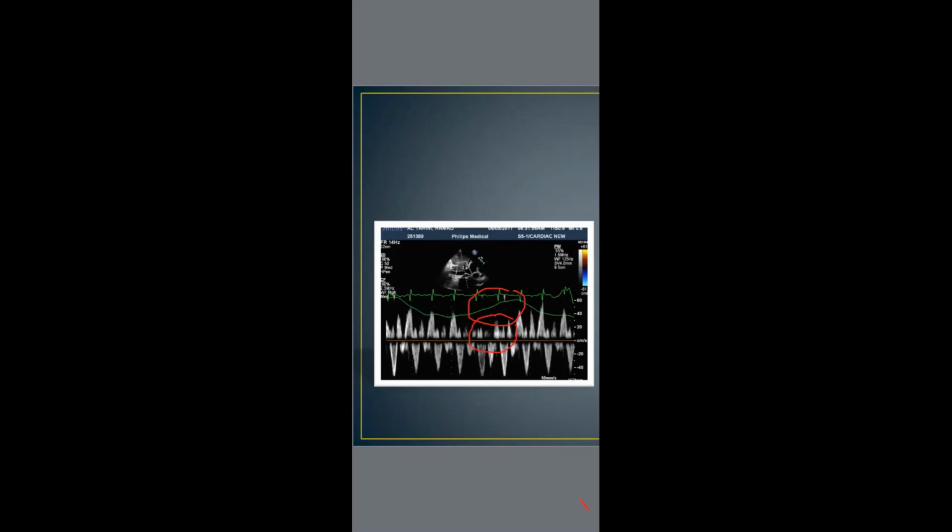Decreased. Now this is expiration. When the respirometer goes low like that, this is expiration. And look how the signal is. So we have more flow during expiration than inspiration. You agree? So this is expiratory flow reversal. Increased or enhanced or augmented or exaggerated. These are all terminologies in echo.